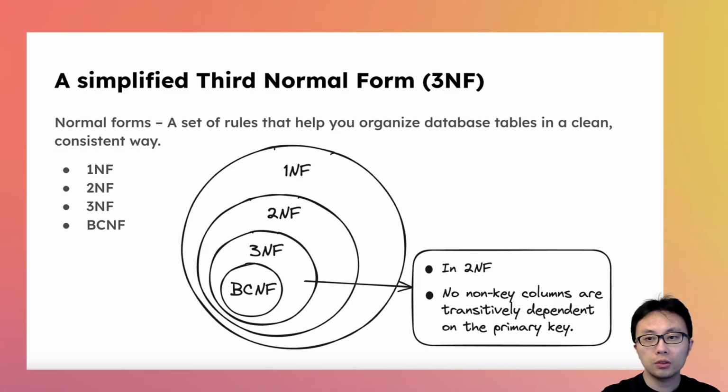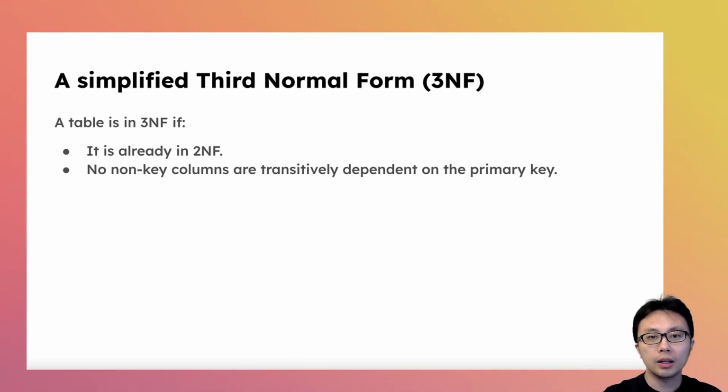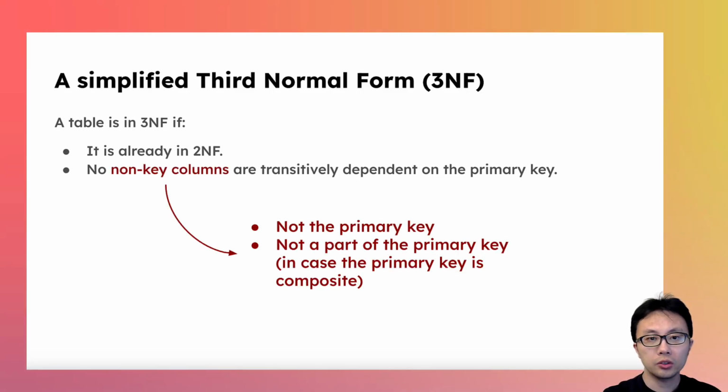In this video, we will focus on the problems that the third normal form aims to address. Remember, we are on our journey to understand a simplified version of the third normal form for now. Based on the definition of the simplified version, if a table is in the third normal form, then no non-key columns in this table can be transitively dependent on the primary key. There are two terms here that require some clarification. First, by non-key column, I mean the columns that are not the primary key or a part of the primary key, in case the primary key is a composite one that has more than one column.